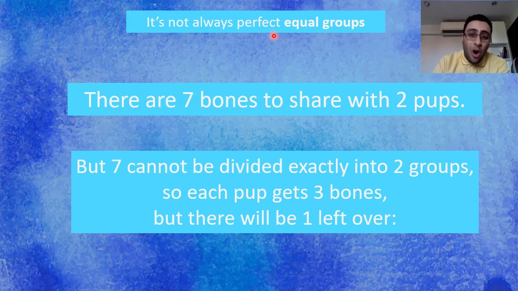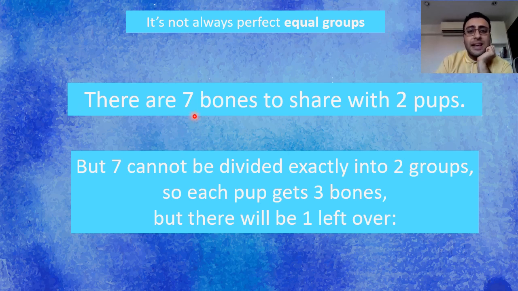But it's not always perfect equal groups. Remember I said division is about splitting into equal groups? Sometimes you cannot do it, but it's okay. There is a solution. Look at this example. Imagine it in your head.